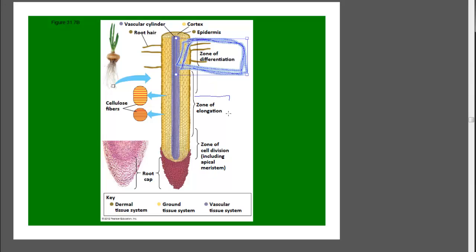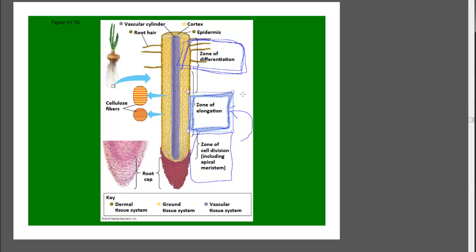The zone of elongation is where we see these root cells actually growing. So the cells are divided very, very quickly in this zone of cell division, high metabolic activity, very quick division. Then they take time, slow down, and actually grow in the zone of elongation. Now they're not going to divide anymore.